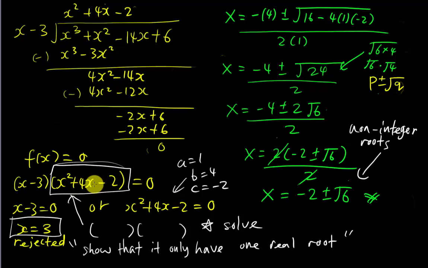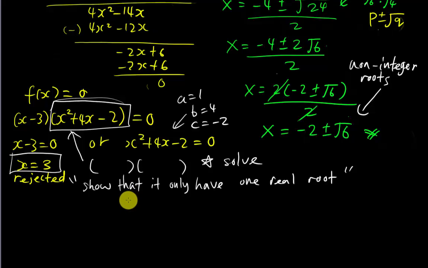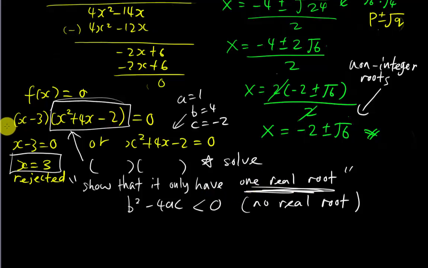So how do we show that the quadratic equation cannot be solved? This one we already learned in the quadratic chapter. That means you have to show that b squared minus 4ac, your final answer should be less than 0. Because if b squared minus 4ac is less than 0, this means no real root. When this quadratic equation has no real root, that means the only one real root in this f(x) is x equals to 3.